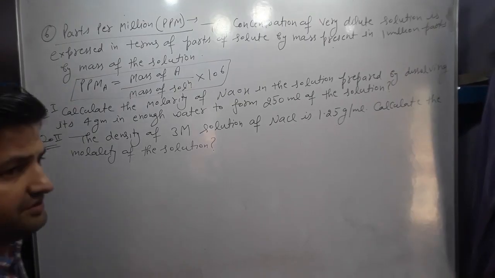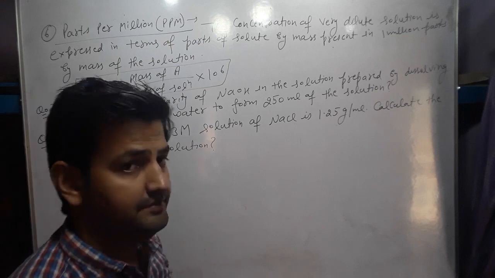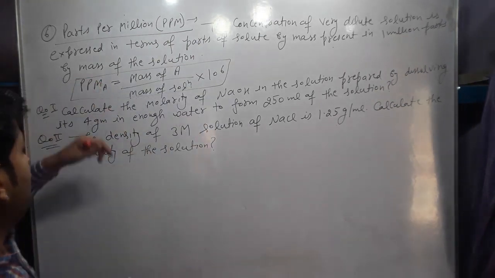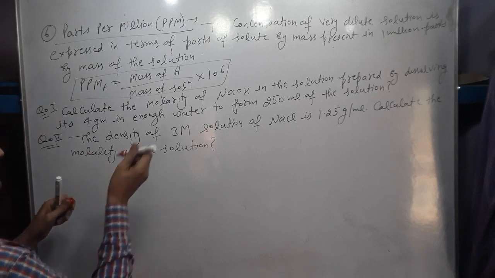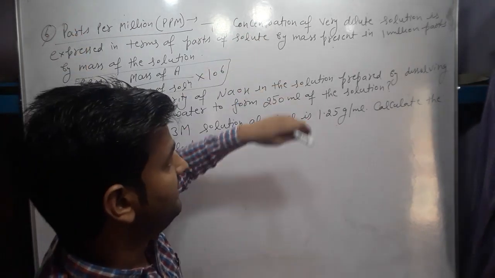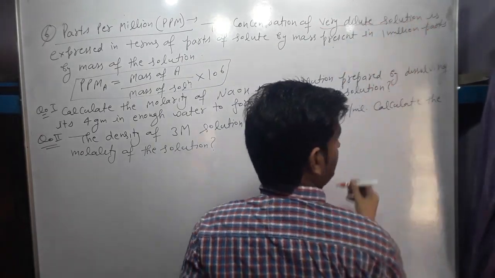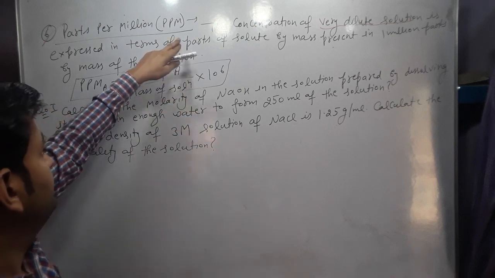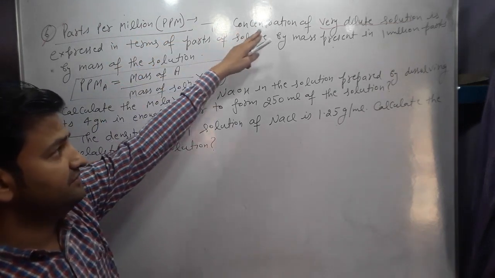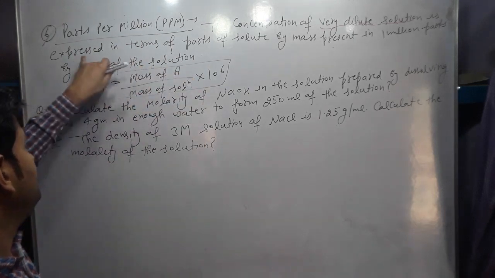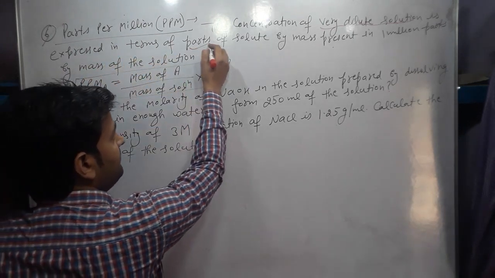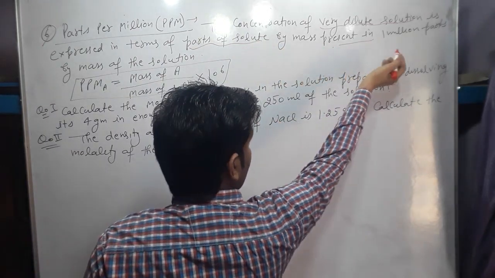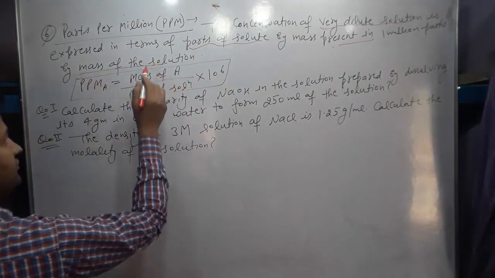So our last concentration term is parts per million. In short, it is called ppm. Parts per million is used for the concentration of a very dilute solution. Very dilute solution means the amount of solute is very small. In this we use ppm, parts per million. The concentration of a very dilute solution is expressed in terms of parts of solute, meaning mass of solute, present in 1 million parts by mass of the solution.